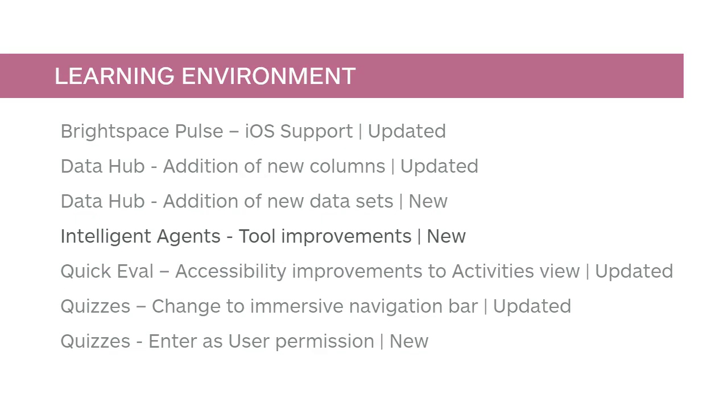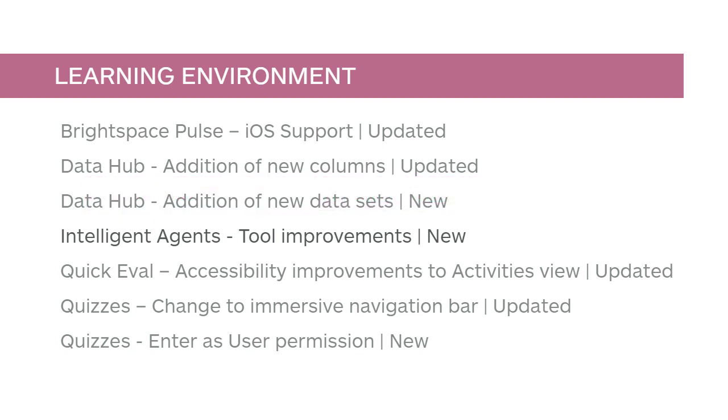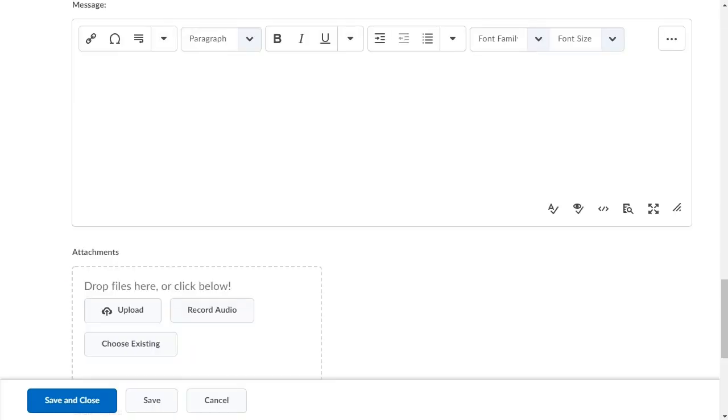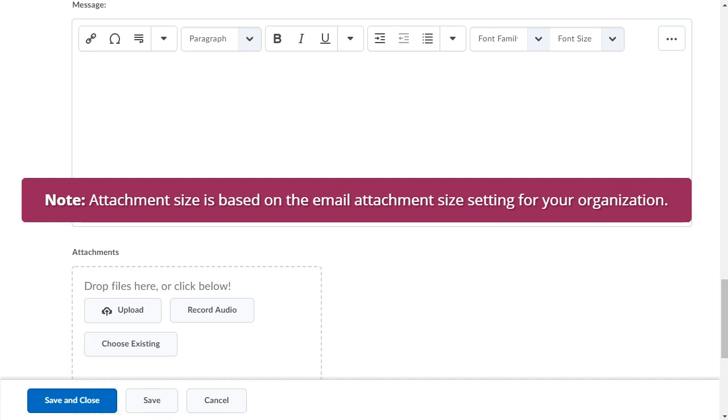Intelligent Agents now supports attachments. This feature implements PI item D5283. When creating a message, you are now able to upload files or select from available course files. Note: attachment size is based on the email attachment size setting for your organization.